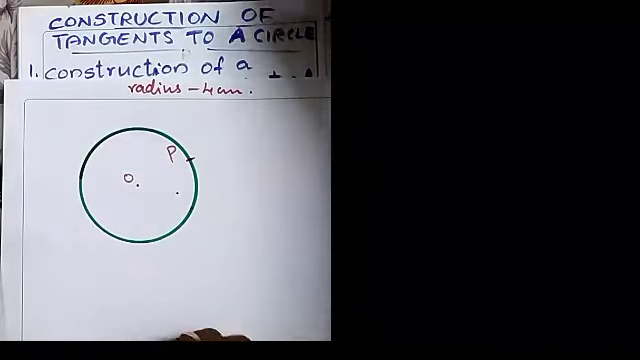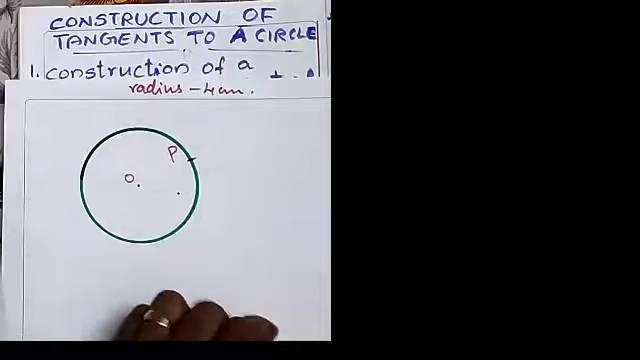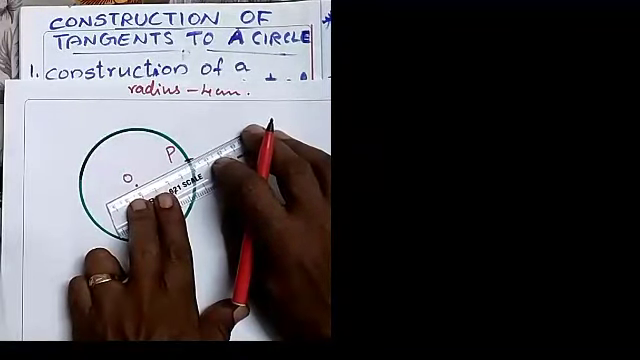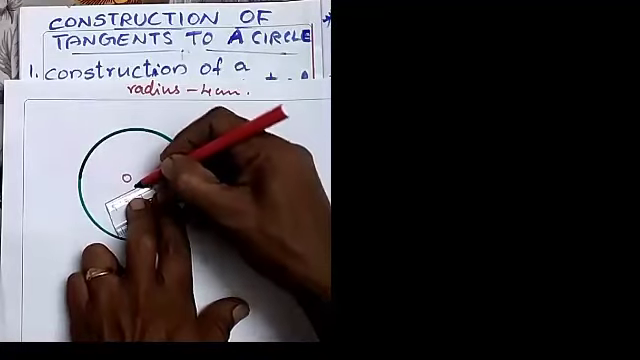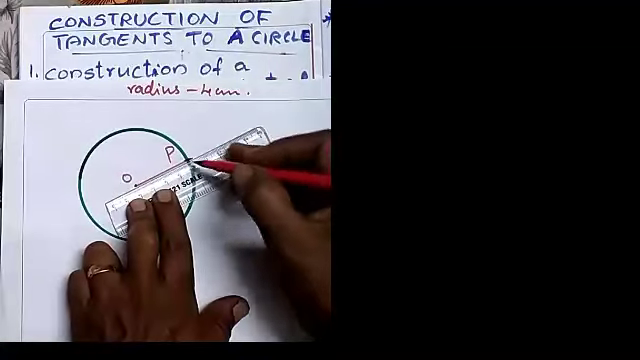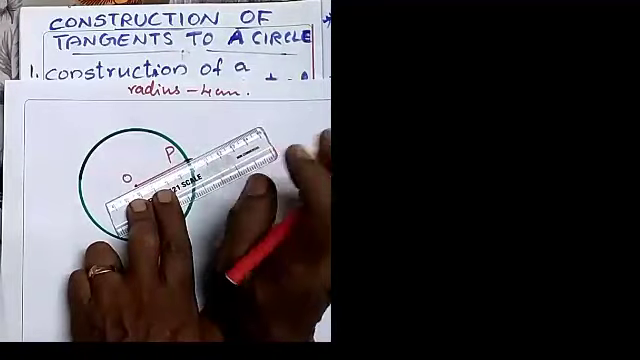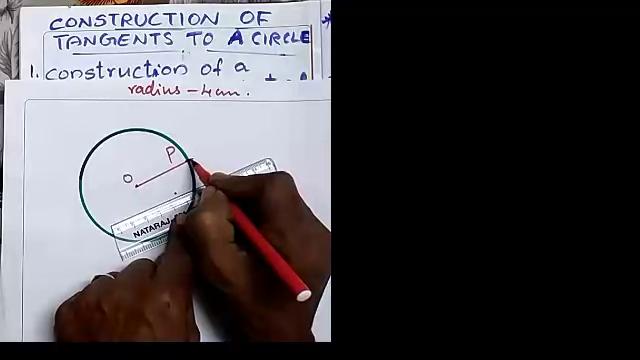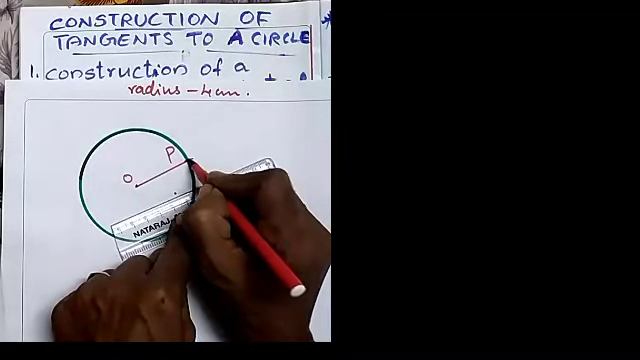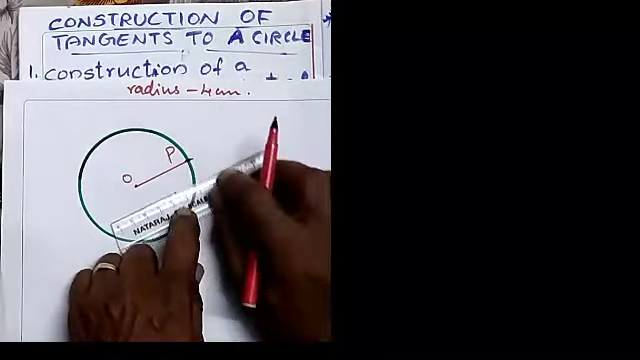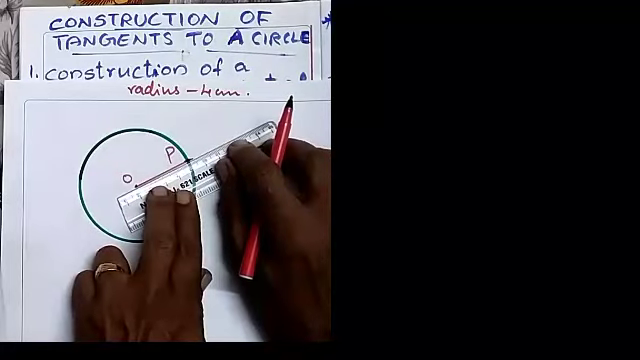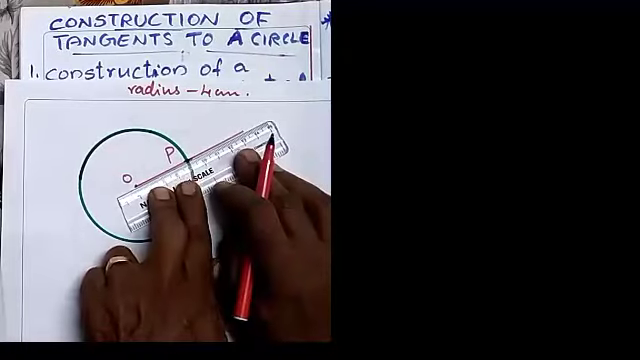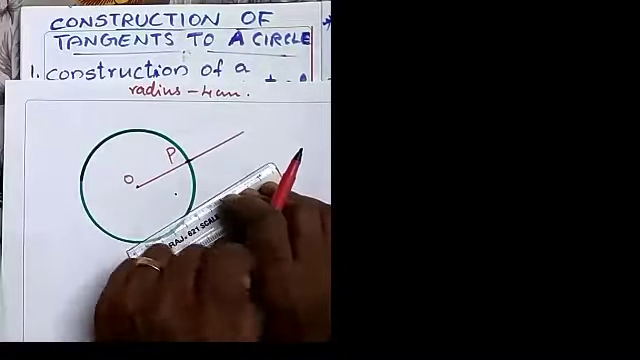For that, the first step is to join the radius OP. Now you can say that this radius OP, and this point P is the point of contact. For drawing the perpendicular at the point P, what is our method? Just extend this radius, extend this line segment. So, radius OP extending.